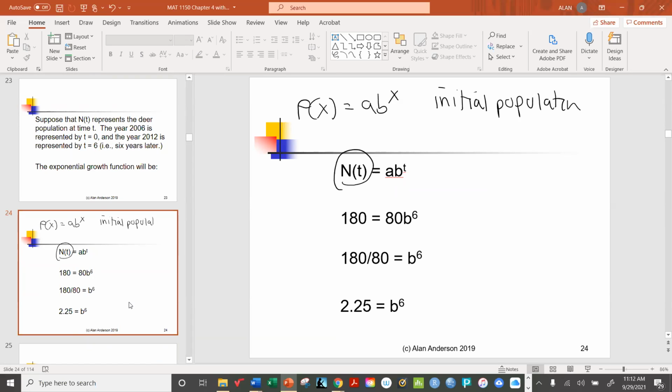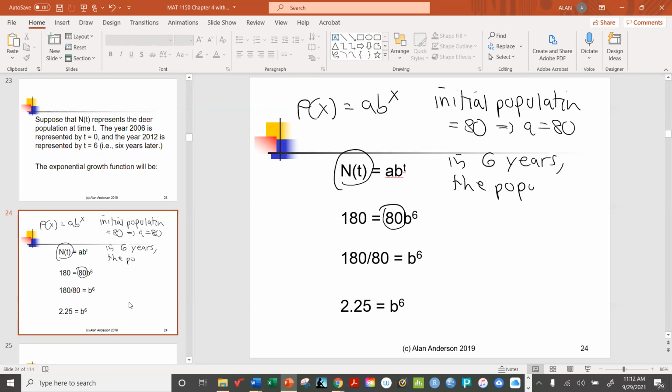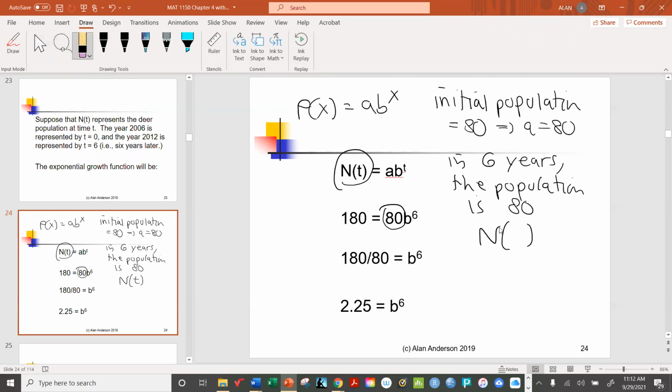And in this context, that's A. Okay, so remember, this is the initial value. But we're also told that in 6 years, the population is 80. And so in this context, that means n of 6 is 80, because this is 6 years in the future.